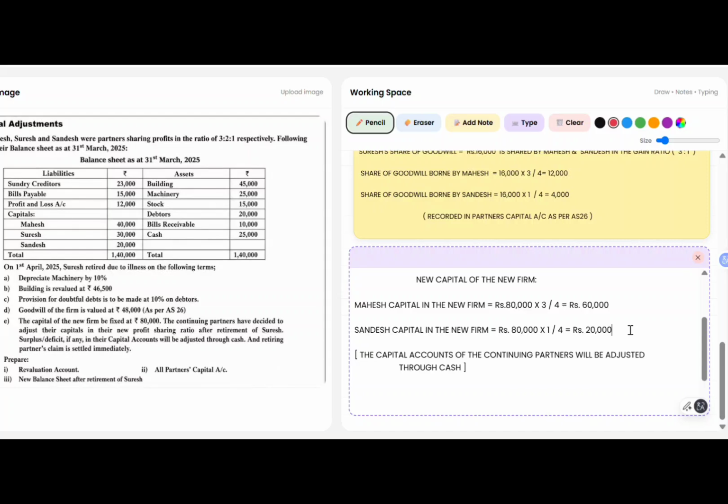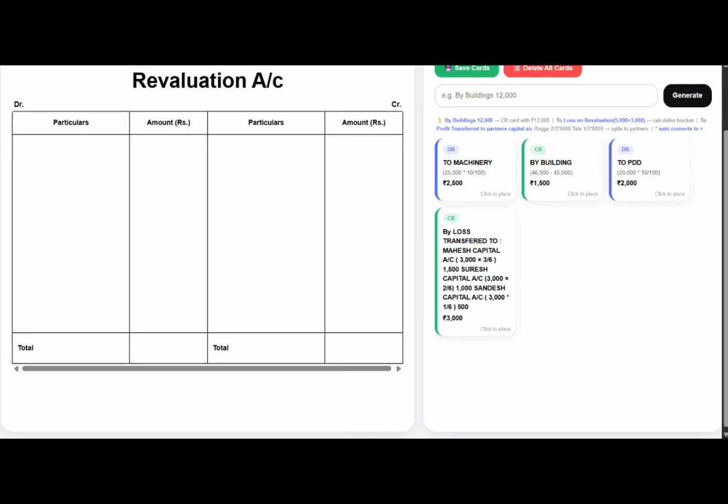So this 80,000 rupees new capital is divided to the continuing partners in the new profit sharing ratio 3:1, and this has to be adjusted in the partner's capital account, and it is adjusted in cash. So we will see the adjustment when we prepare the partner's capital account. Now, with the given adjustments, first let's prepare the revaluation account.